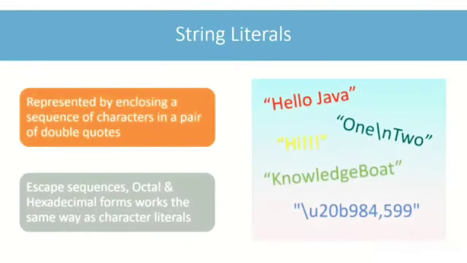String literals are written by enclosing a sequence of characters in a pair of double quotes like this. We have already been using string literals a lot in our BlueJ programs as the input arguments of println and print methods. The escape sequences and octal and hexadecimal forms that we learnt in character literals work the same way in string literals too. Let's quickly go through a few examples of string literals by trying them out in a BlueJ program.